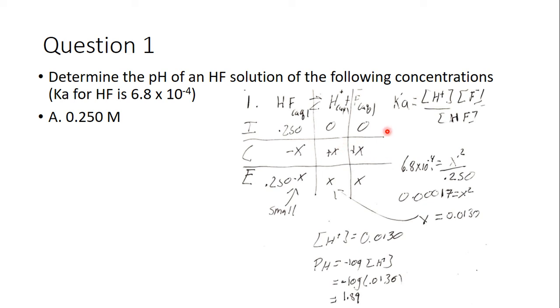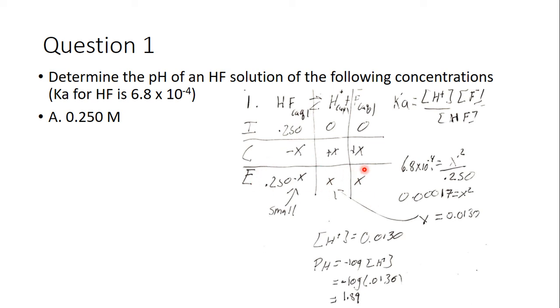Now, we could use the quadratic equation to solve this, but if we look at our Ka, our initial concentration is 100 times bigger than our Ka. Therefore, we can assume that the minus X here in 0.250 minus X is so small that it's not going to change our answer significantly if we just ignore it. And remember, if X is being multiplied or divided by something, we can't ignore it no matter how small it is, so we can't ignore these two X's.